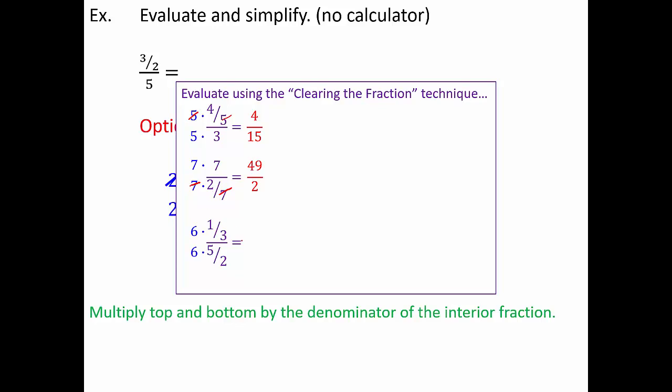So on the top, I'm going to have 6 times 1/3, which keep in mind is really 6 divided by 3. So 3 cancels with the 6. I'm left with 2 times 1, which is 2. And on the bottom, I have 6 times 5/2. Keep in mind, I'm going to do 6 divided by 2 first, which leaves me with 3. 3 times 5, 15. So 2 over 15.